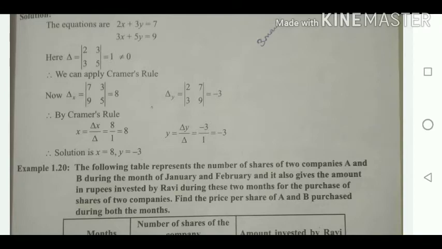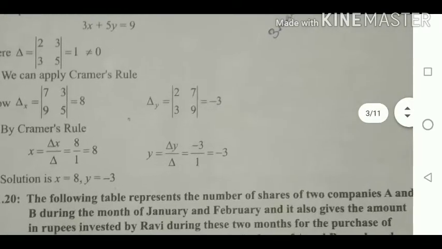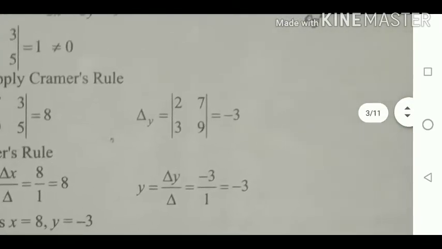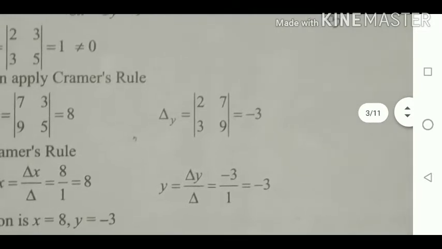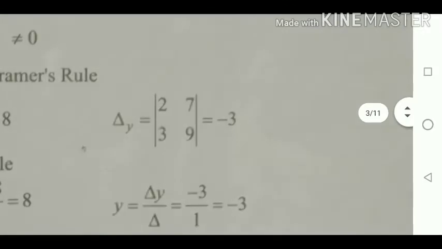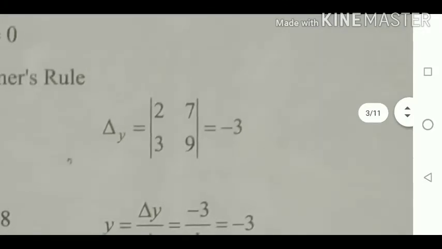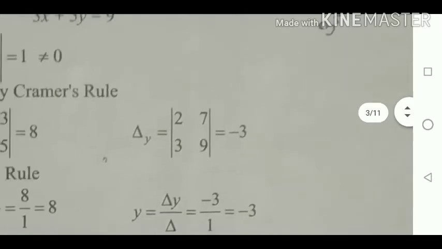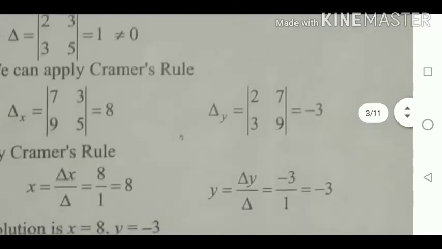Likewise, in order to find delta y, change the second column. Here the first column is 2 3. Change the second column as 7 9. Then after that you multiply 2 9s are 18, 3 7s are 21. So 18 minus 21 you are getting minus 3. Delta y equal to minus 3.